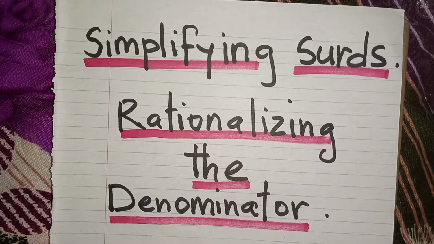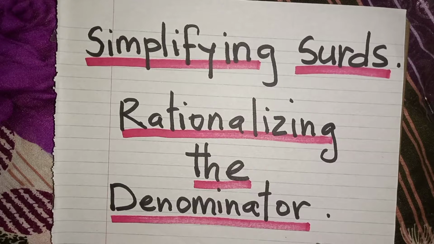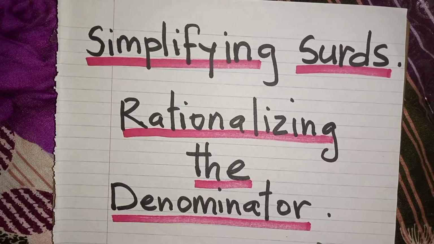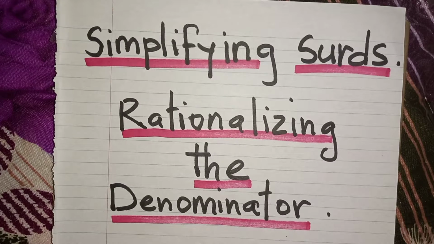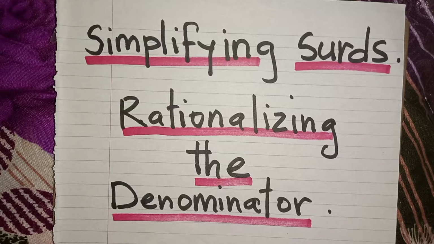For example, root 2 cannot be simplified further, so it is a surd, while root 4 can be further simplified because root 4 is equal to 2. Therefore, root 4 is not a surd and root 2 is a surd.